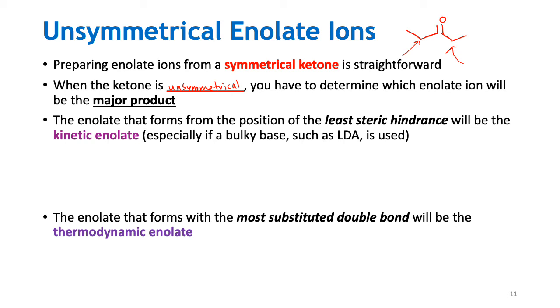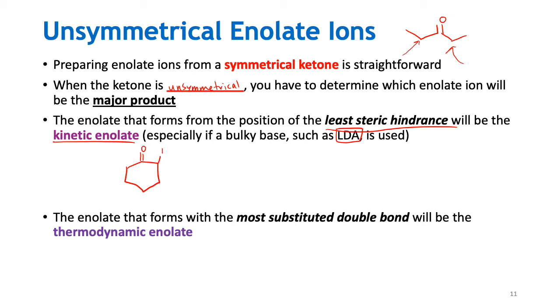So the enolate that forms from the position with the least steric hindrance will be the kinetic enolate. It'll be the fastest to form. You're going to see that with bulky bases such as LDA. LDA is bulky, and therefore it's going to only take from positions that have hardly any steric hindrance, the easiest to access. Okay, if you're really big, you're going to look for the easiest place to fit into. Even if it's not necessarily the most thermodynamically stable, it's going to be the most accessible for your large molecule. Okay, so let's take a look at this particular ketone.